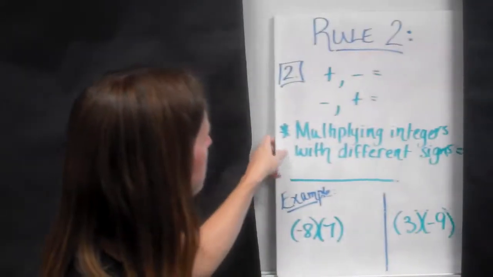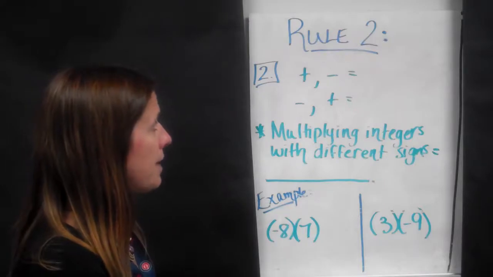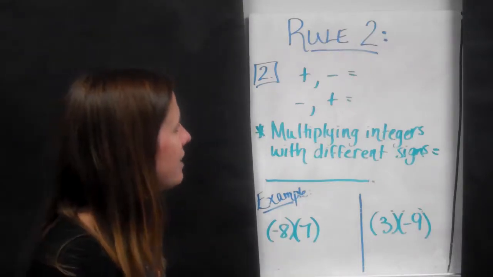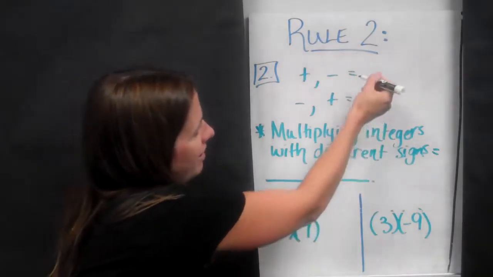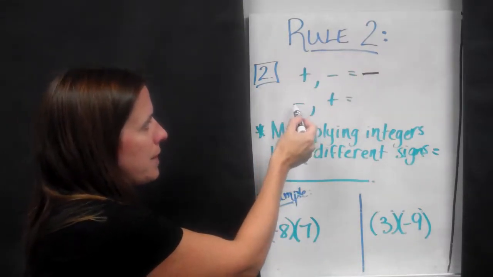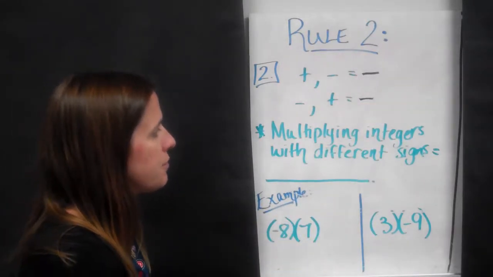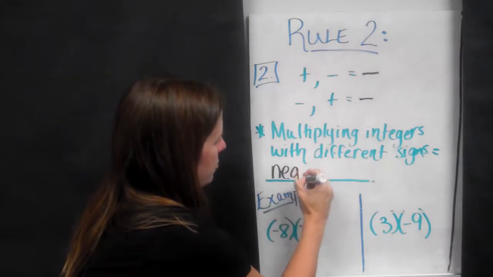Rule 2 is when we have different signs. So if you're multiplying an integer, a positive and a negative, you're going to get a negative. And same with the flip. If you're multiplying a negative by a positive, you're going to get a negative. So multiplying integers with different signs equals a negative integer.